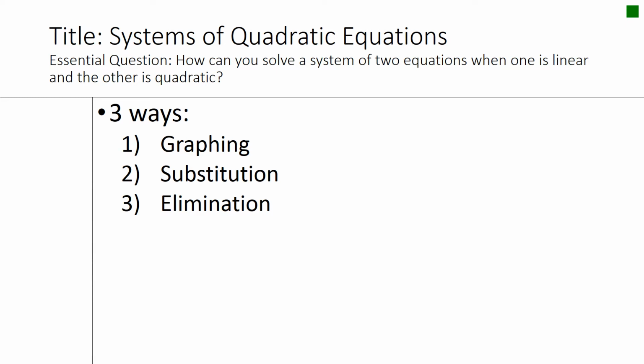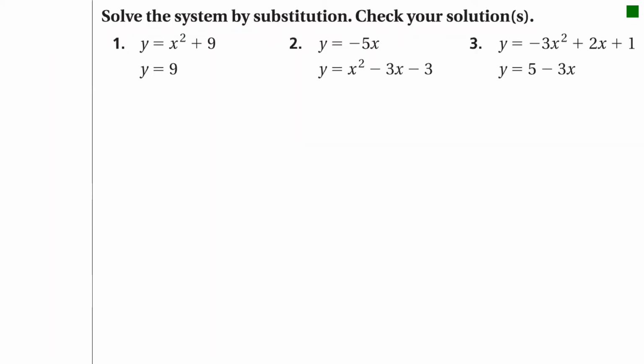Let's review some things from our past. Make sure you title this and write down your essential question. The three ways we've already learned how to solve systems are by graphing, substitution, and elimination. In class, we've talked about graphing. Tonight, I'm just going to talk about substitution and elimination. My favorite one personally is the substitution, though.